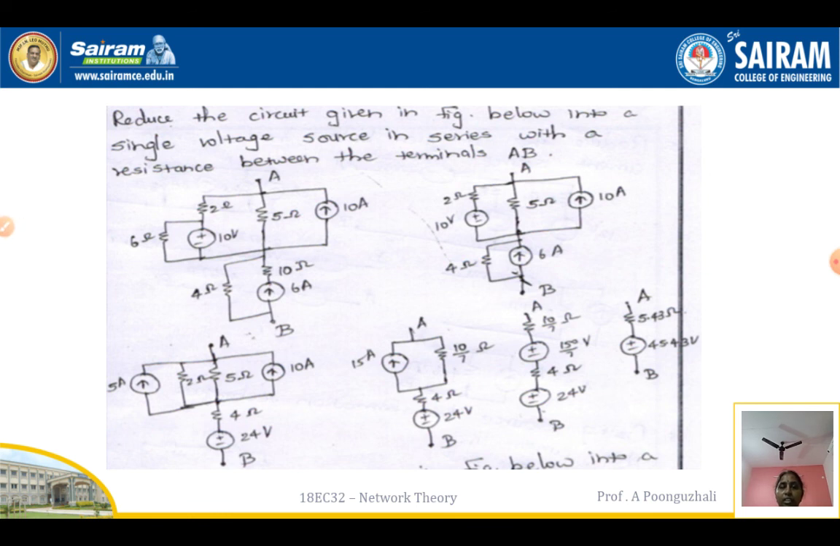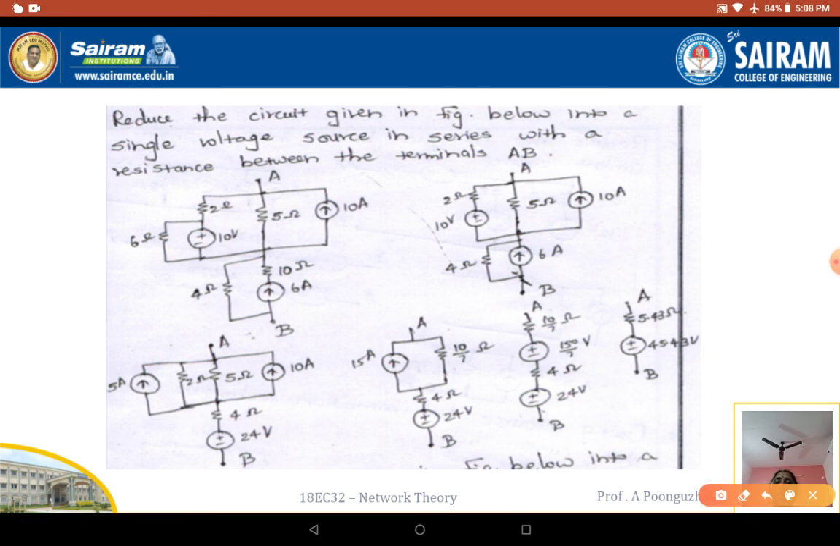Now we are going to reduce the circuit into a single voltage source in series with a resistance between the terminals A, B. A voltage source cannot be in parallel with a resistance, so I should neglect this resistance first. Redraw the circuit: it is going to be 10 volts, 2 ohms in parallel with 5 ohms and 10 amps. Here down I have a 6 ohms. A current source in series with a resistance means that resistance can be neglected. So 6 amps, here 4 ohms.